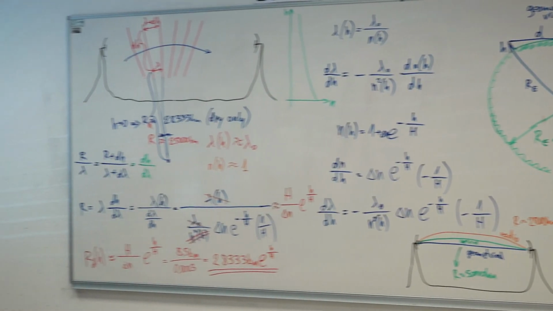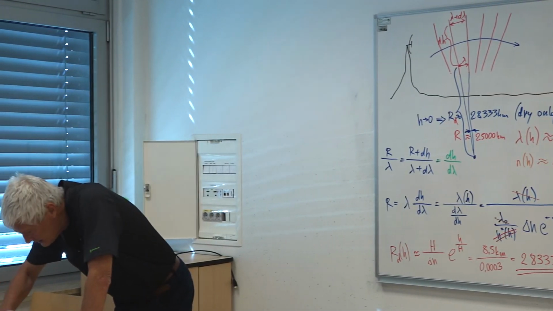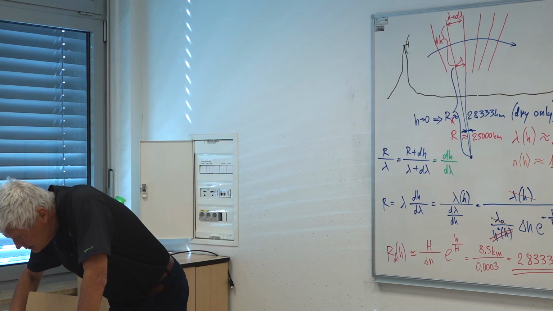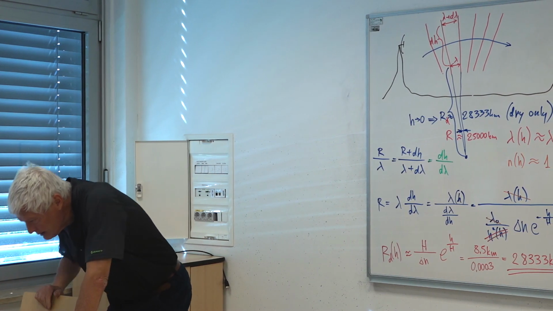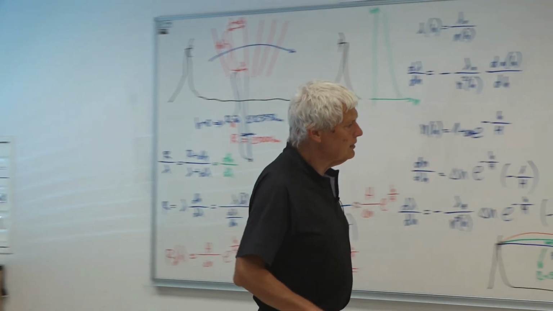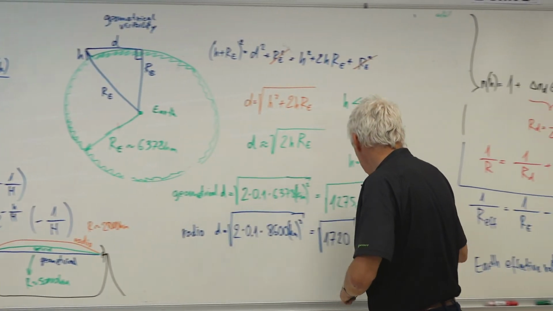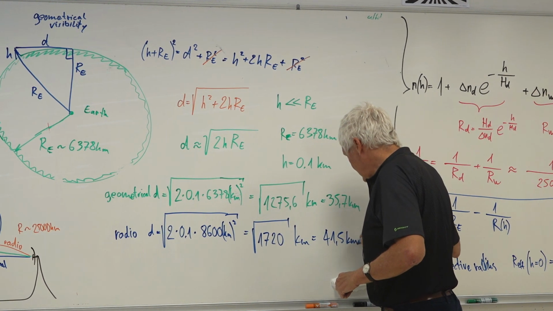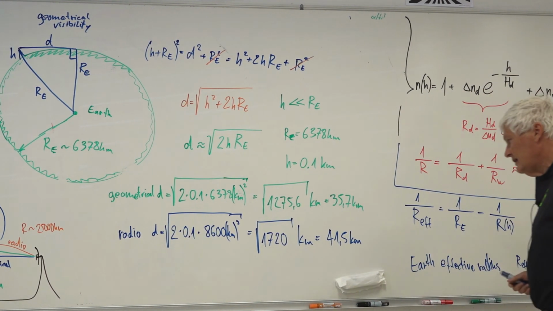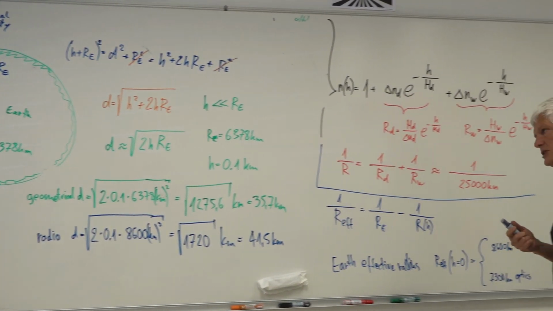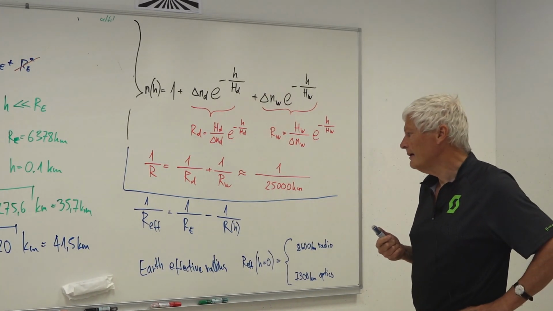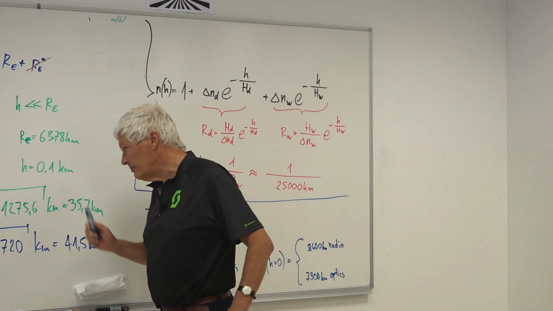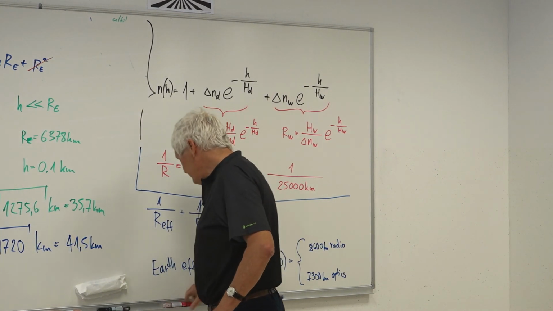Calculating this, so 1720. The square root is 41.5 kilometers. I get 41.5 kilometers with radio. So the radio visibility is slightly larger than geometrical, and optical will be somewhere in between.